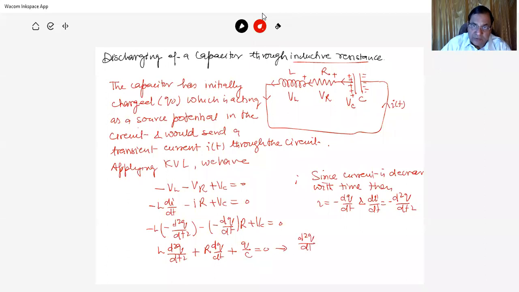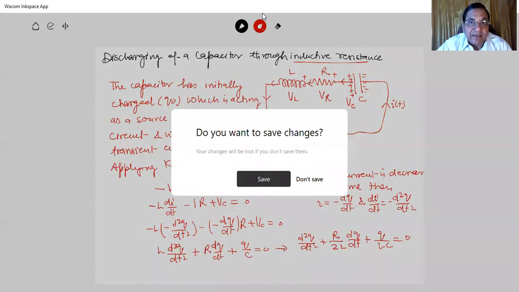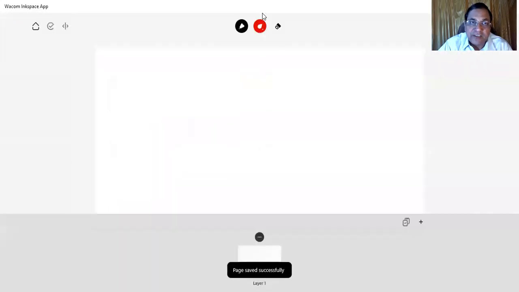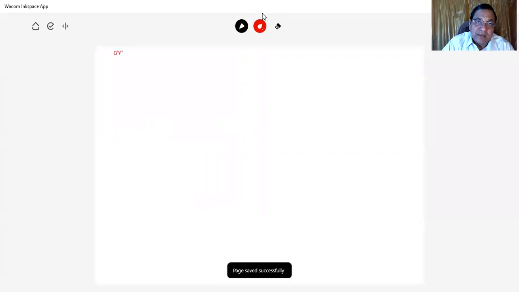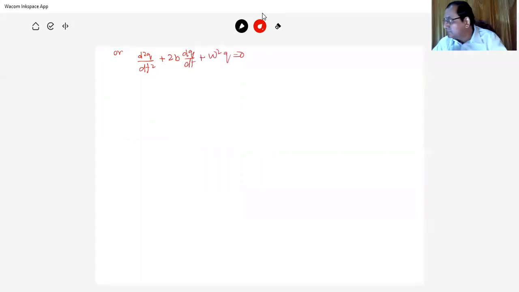And this is d2q by dt square plus R by L dq by dt plus q by LC is equal to 0. And this one is very interesting, and it is a second order differential equation: d2q by dt square plus 2b dq by dt plus omega square q is equal to 0.